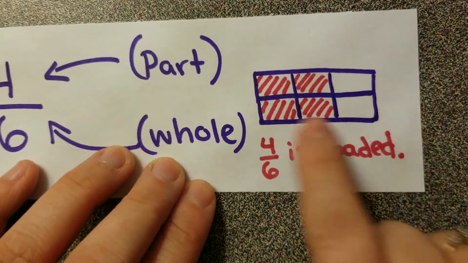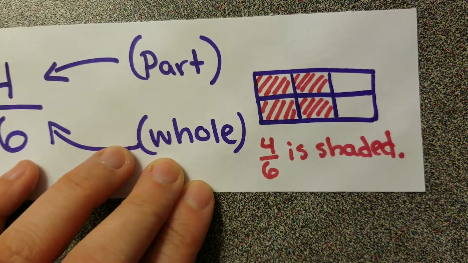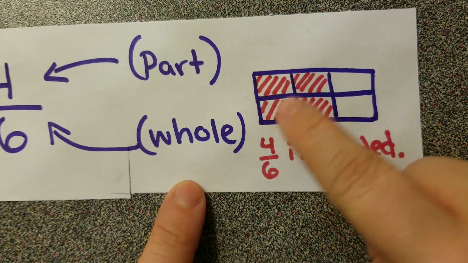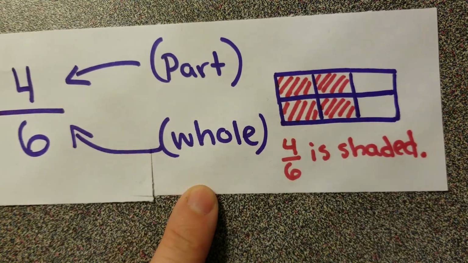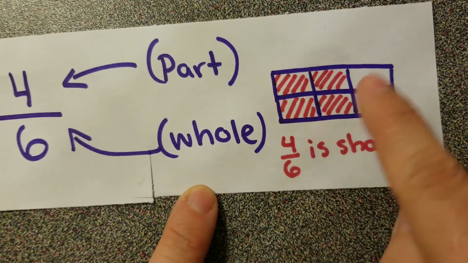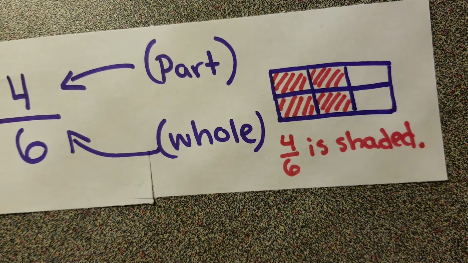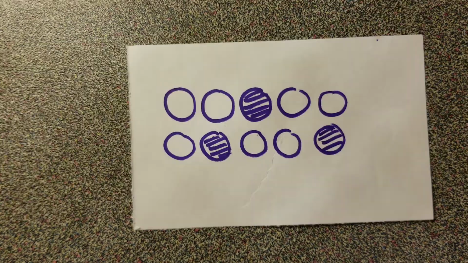So here we have an object, and 4/6 of it is shaded. So 4 parts go on top, and the number 6 is the total thing, the whole thing, on the bottom.